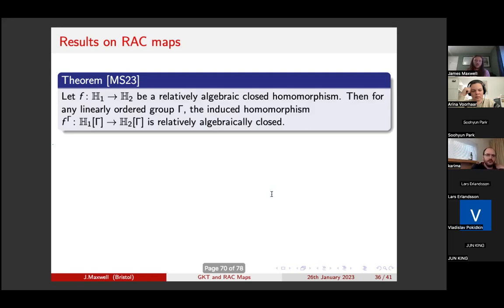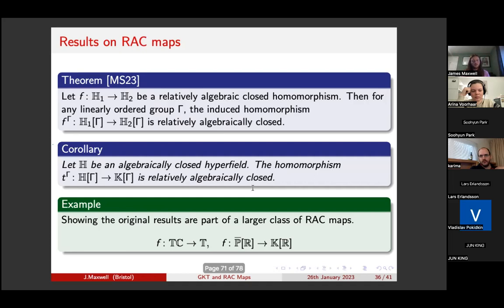So if you're given a RAC map from H1 to H2, then for some linearly ordered group, we can lift this to some induced morphism of these tropical extensions using the same ordered group gamma, then that is also relatively algebraically closed. So given one RAC map, we can actually induce this homomorphism and build another one. And what does this mean?